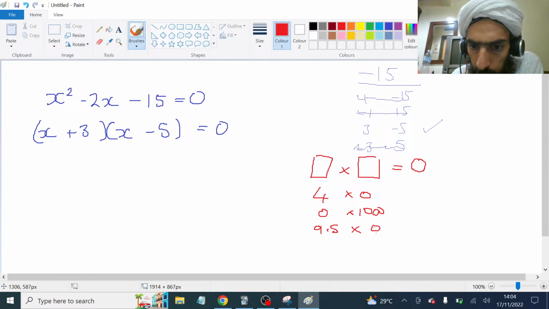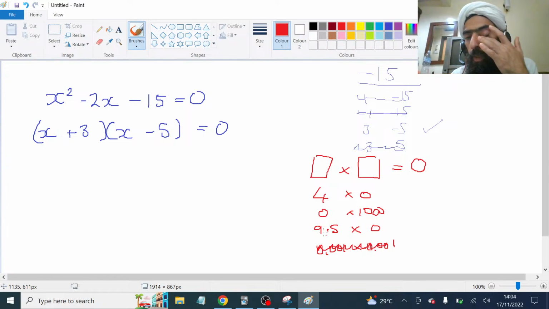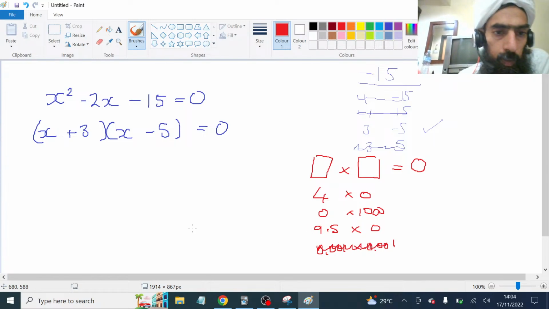As long as one of the numbers is 0, you will be guaranteed to get 0 after you multiply the two numbers. If neither number is 0, then you'll never ever get 0. So you can get close, times minus 0.001, but you won't ever actually get 0 unless at least one of the numbers has to be 0. So that's the principle we're going to use here.